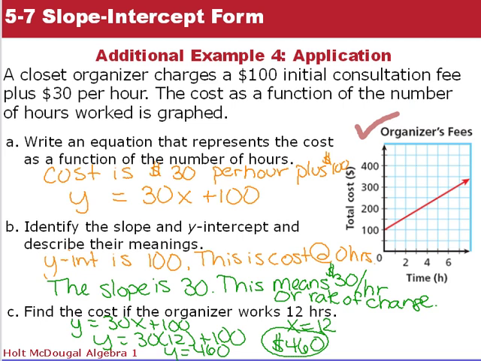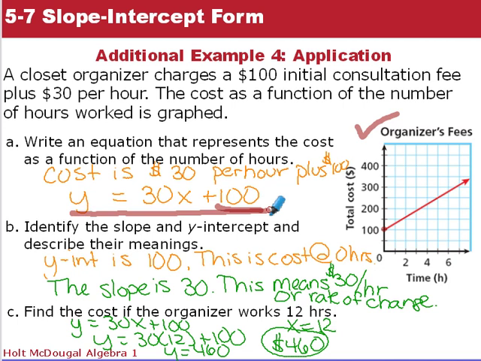So we look over at the graph. When x is 0, y is 100. So we know our y-intercept is going to be 100. And we're told it's $30 per hour. So 30 is going to be our constant, or our rate of change. y is dependent on x. So y equals 30x plus 100 is our equation.